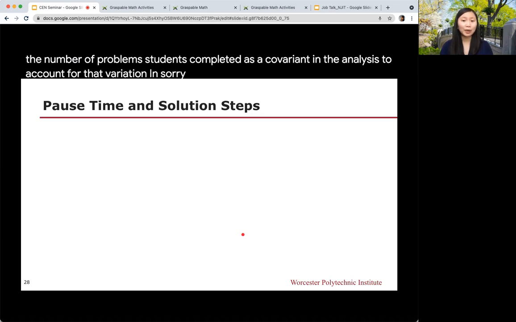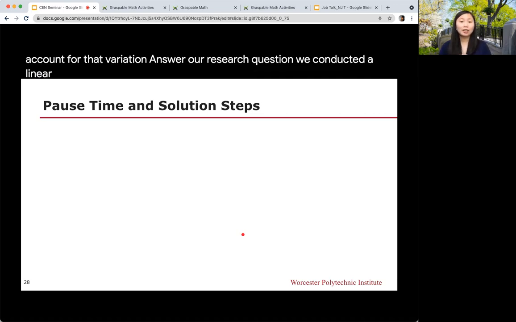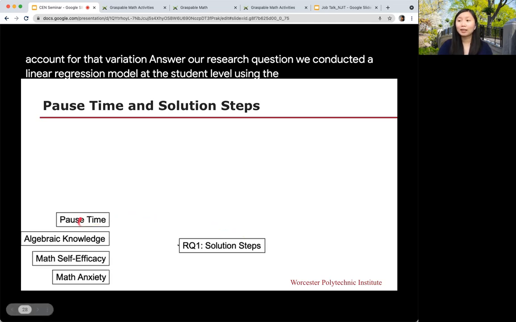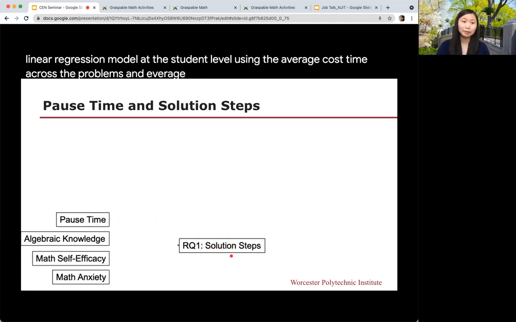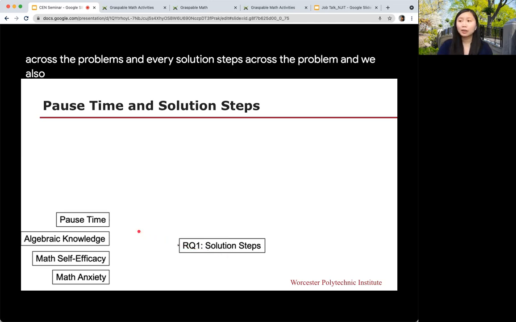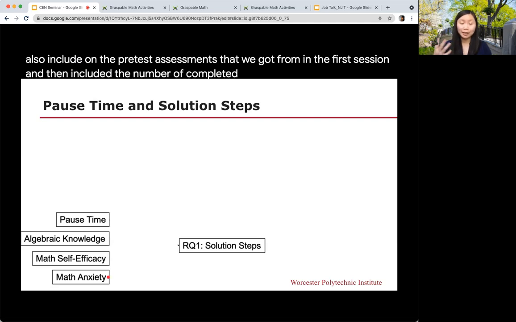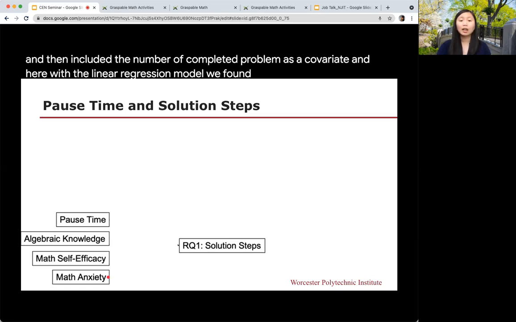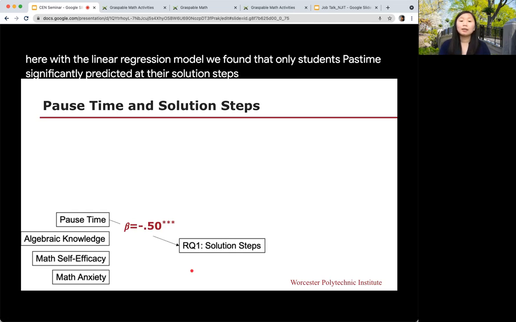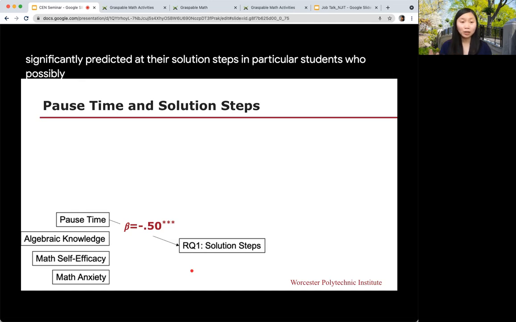And so to answer our research question, we conducted a linear regression model at the student level using the average pause time across the problems and average solution steps across the problems. We also included the pretest assessments that we got in the first session, and included the number of completed problems as a covariate. With the linear regression model, we found that only students' pause time significantly predicted their solution steps. In particular, students who pause longer before taking their first action tend to solve the problem in fewer steps, suggesting a more efficient strategy.